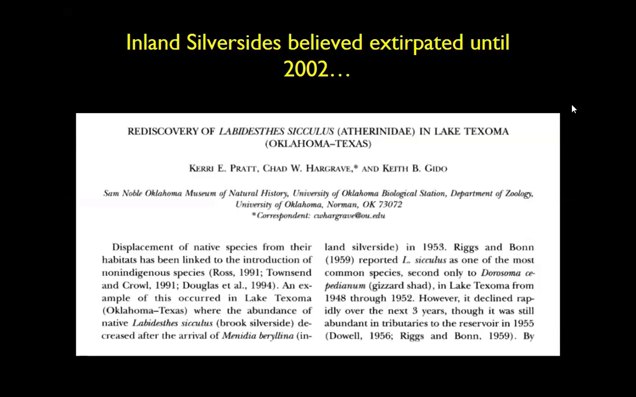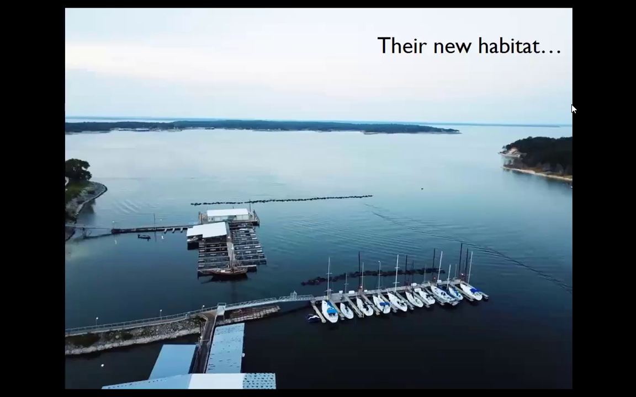Or so we thought. Then in 2002, rediscovery of Labidesthes sicculus in Lake Texoma. It was found. And it turned out that they were hanging out in these coves with marinas. So out here, it was mostly inland silverside, right? The filter feeders, plankton, pelagic food web out here. Water's too deep for light to hit the bottom, but you have plankton that are growing here, fueling this food web. Well, they came in here, and it turned out that these silversides that were still there, people thought they were gone, they weren't, were hanging out in these little coves that had marinas in them.